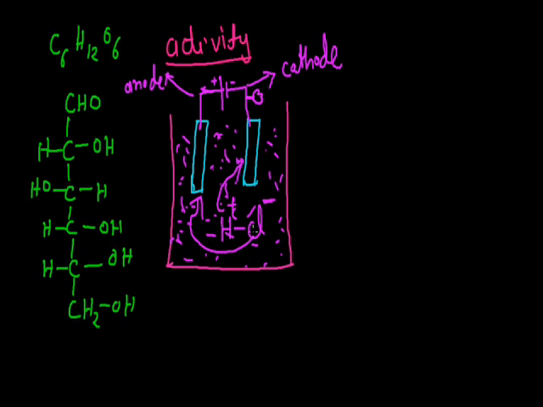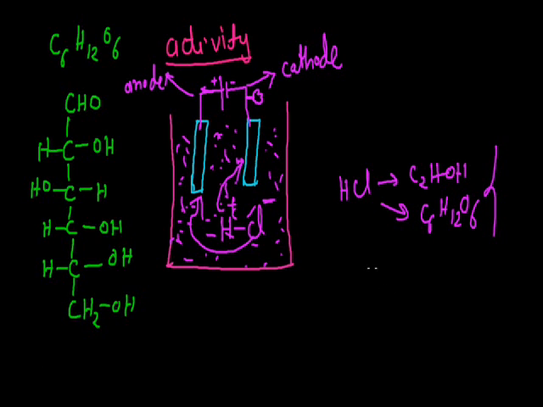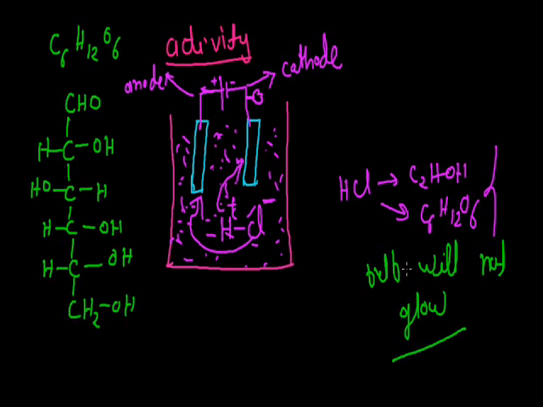Now when we replace this HCl by alcohol or by glucose, what will happen? The bulb will not glow. Why? Since alcohol and glucose both do not give ions. So we can prove that alcohol and glucose do not give ions, and in that case the bulb does not glow. So we can say that although both have H, both do not give H plus ions. So both do not act as an acid.